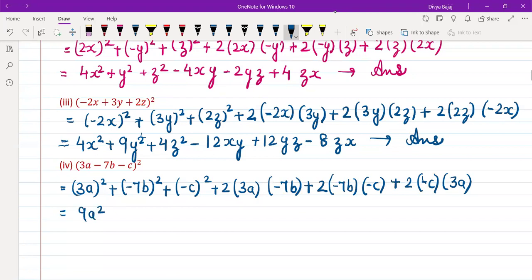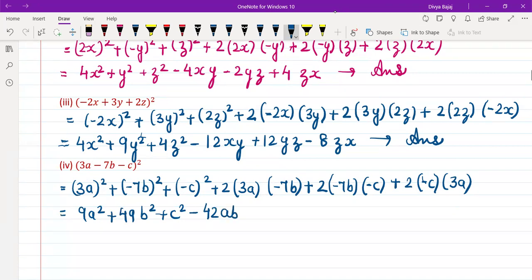Here 7 sevens are 49 and minus minus will be plus. So it will be 49b square, minus c whole square means plus c square. Now let's solve these three together. 2 threes are 6, 6 sevens are 42. Now let's look at the sign. Plus minus will give us minus 42. A and B, the variables, will be there.